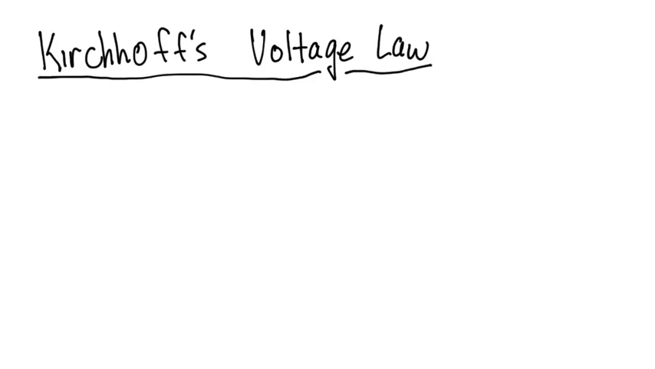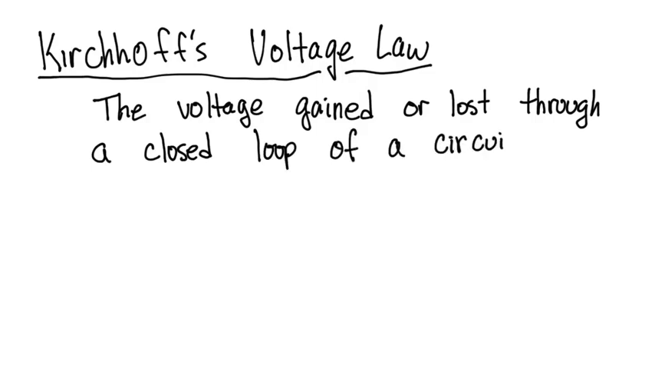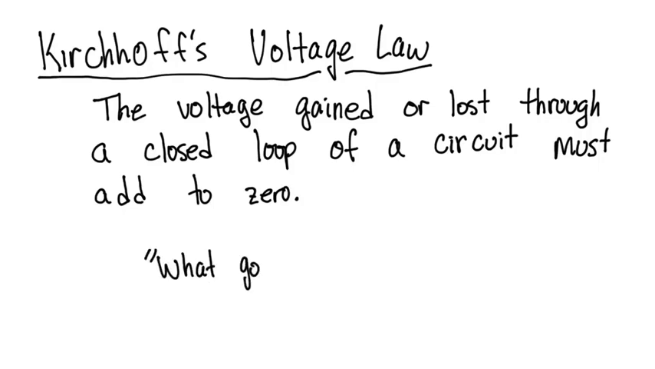This law states that the voltage gained or lost through a closed loop of a circuit must add to zero. As we simplified Kirchhoff's current law, we can simplify this one too by saying what goes up must come down. And that will become apparent to you as we go through and do some examples.